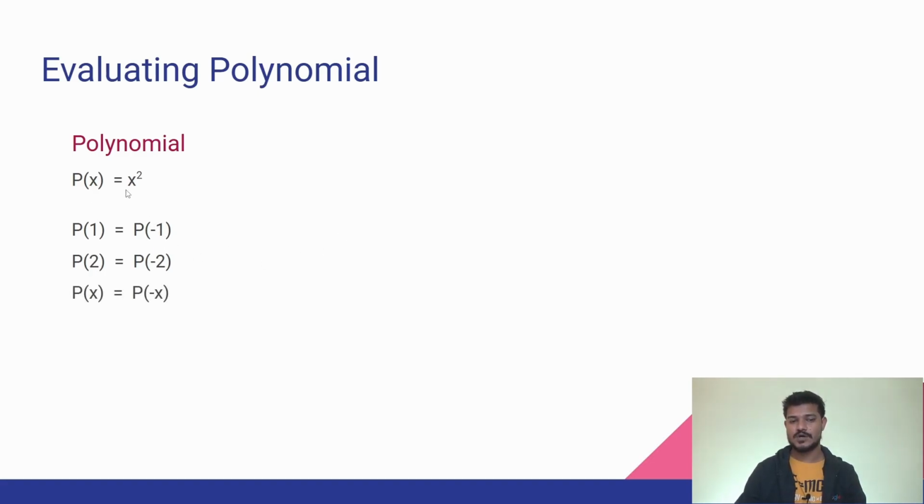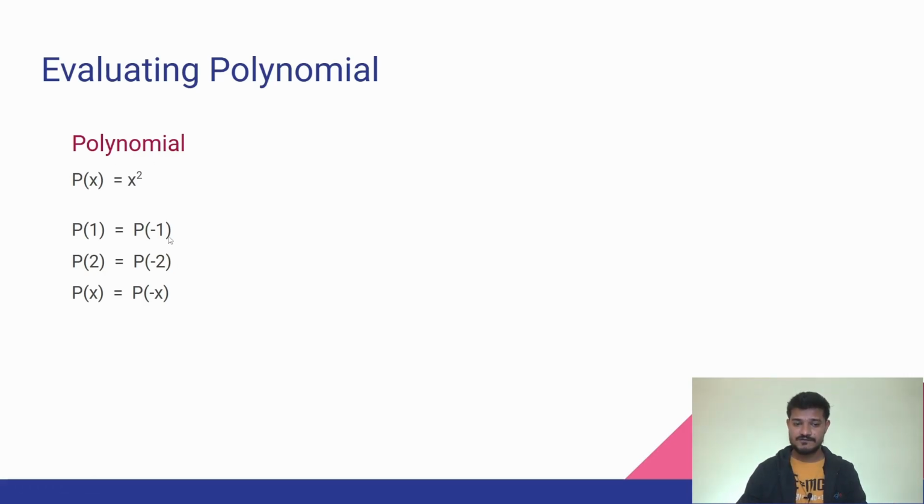That means if you want to evaluate the polynomial on, let's say, 10 different points, just evaluate them on half the points, and for the rest half, you already know the result, right? Just evaluate them on 1, 2, 3, 4, and 5, and you already know what will be the result of this polynomial on minus 1, minus 2, minus 3, minus 4, and minus 5. Just by evaluating half the points, you get the whole picture, right?